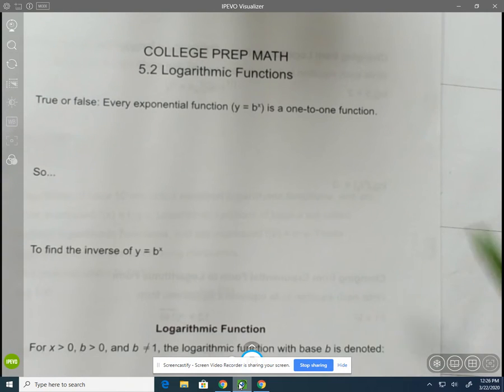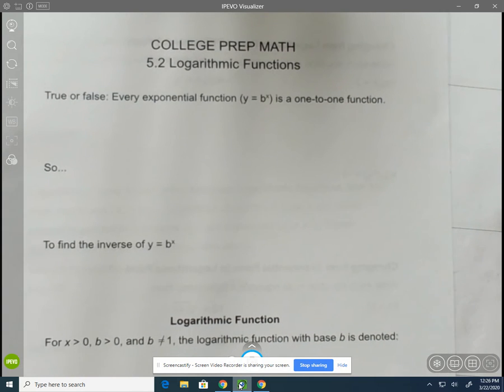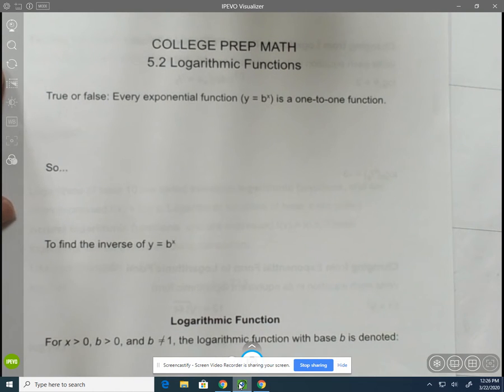Hey guys, welcome back. We are taking a deeper look at Chapter 5, at 5.2 and this idea of what are called logarithmic functions. All right, so start off with a pretty easy true or false question. Every exponential function is a one-to-one function.